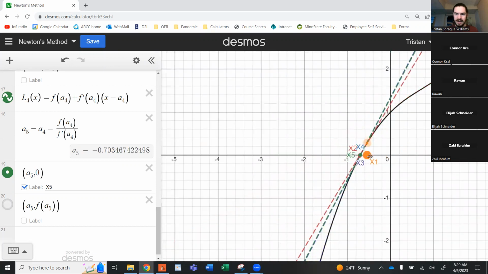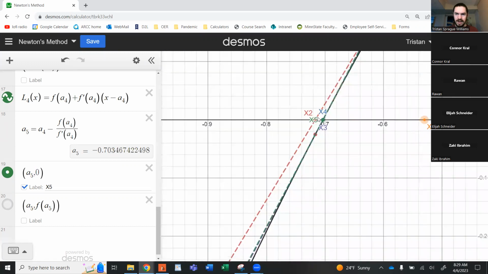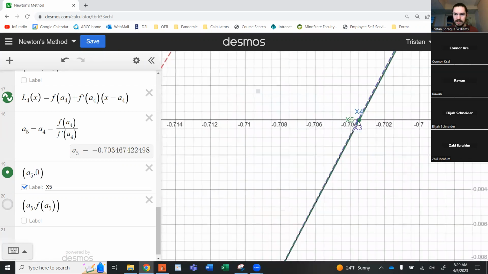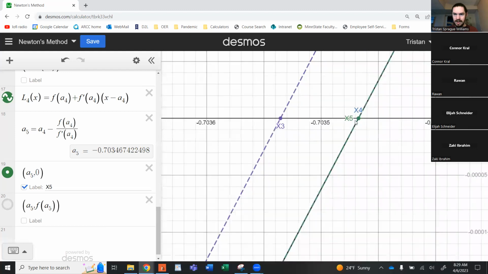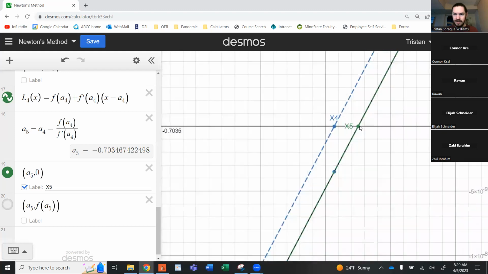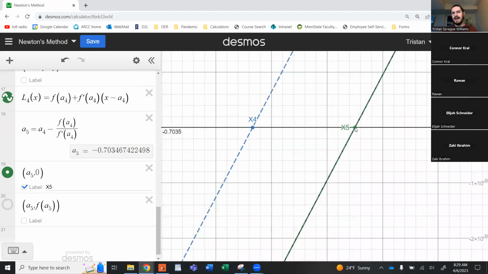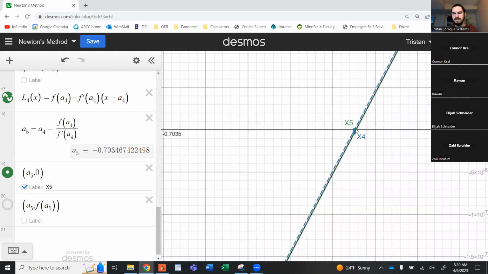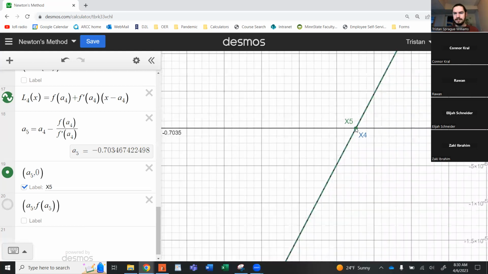If I bring my initial guess much closer, like really close, then now my sequence of points, wow, it's really accurate. In fact, I might not even be able to zoom in far enough to tell the difference. That's as far as I can go. I can't even tell the difference between x5 and the correct solution. They are technically different from each other, but they're so close that Desmos can't even zoom in far enough to see the difference.